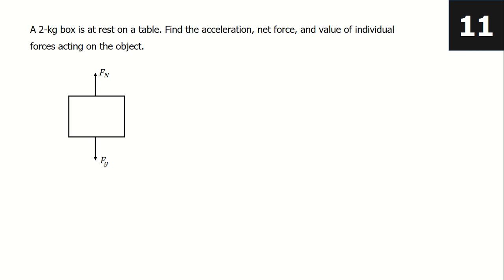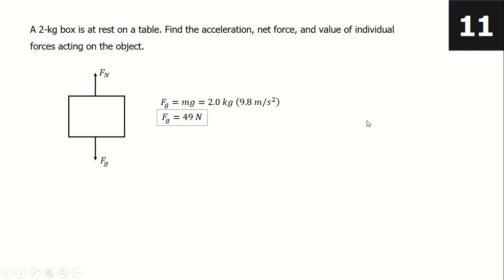Since the object is at rest on a table, the table will be exerting an upward force on the object, which is manifested here as the normal force. And since the object has a mass of 2 kilogram, it would have a weight, or a gravitational force acting downwards. So these are my only forces acting on the object.